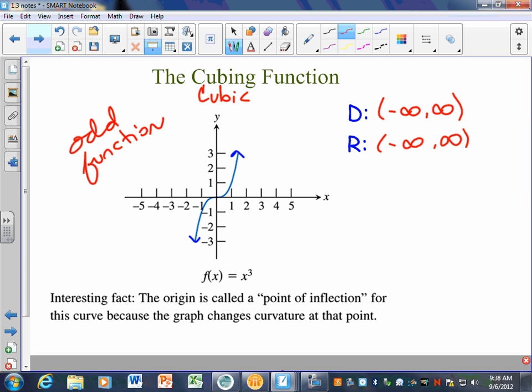If you take calculus next year, we'll talk a lot about this point of inflection. We don't really talk about it much in here. But a point of inflection is where it changes curvature. In calculus, we talk about concavity. We would say this is concave down, and then it changes to concave up. So that's a little interesting fact there. Some calculus for you. There we go.